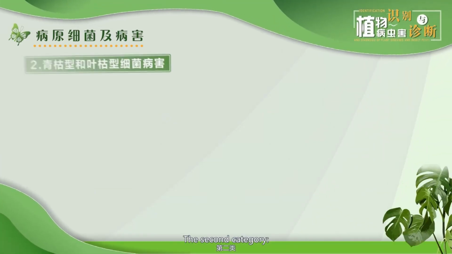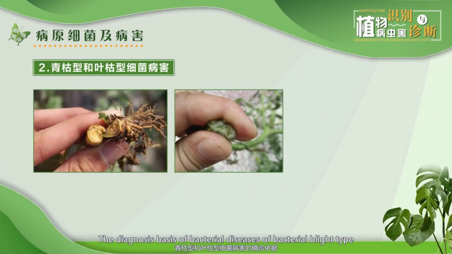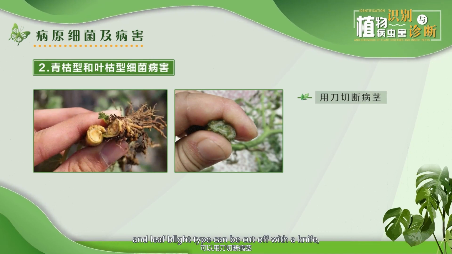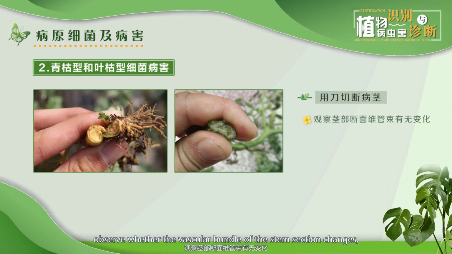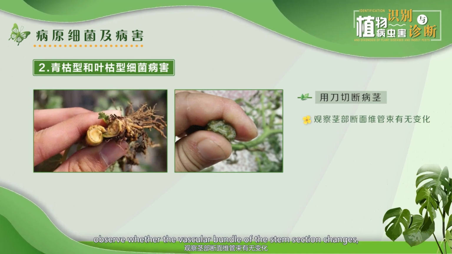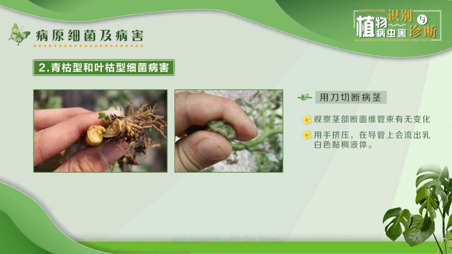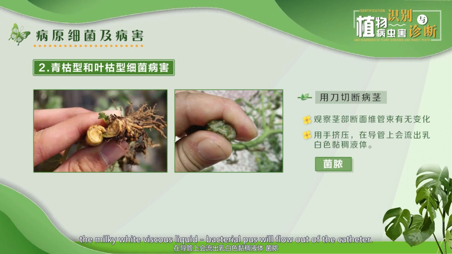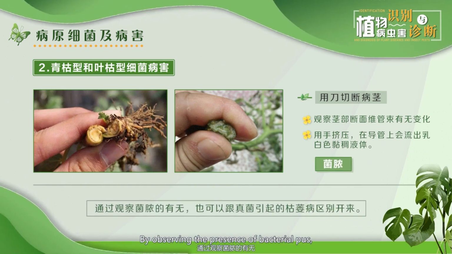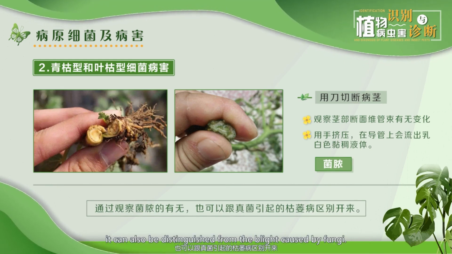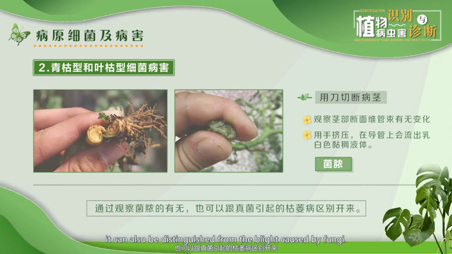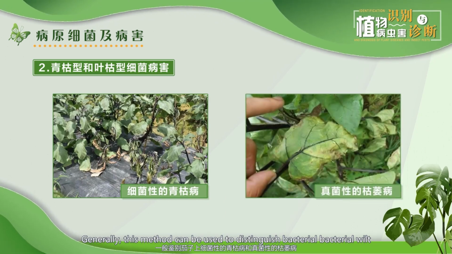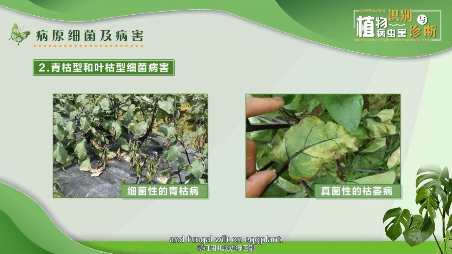The second category is bacterial wilt type diseases. For diagnosis, the stem can be cut off with a knife. Observe whether the vascular bundle of the stem section changes, and squeeze with the hand. The milky white viscous liquid, bacterial pus, will flow out of the vessels. By observing the presence of bacterial pus, it can also be distinguished from wilt caused by fungi. Generally, this method can be used to distinguish bacterial wilt and fungal wilt on eggplant.